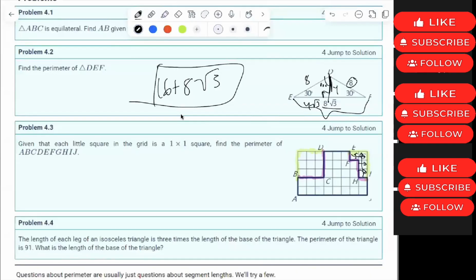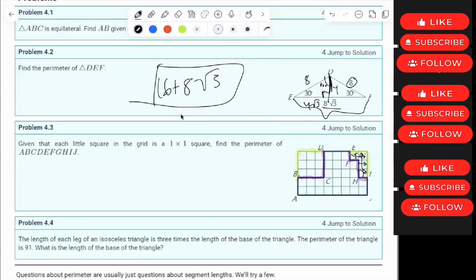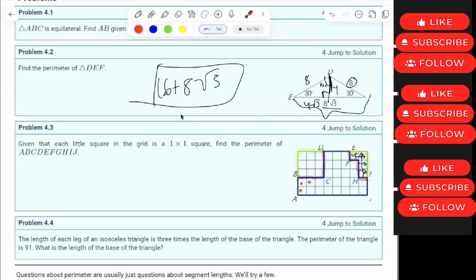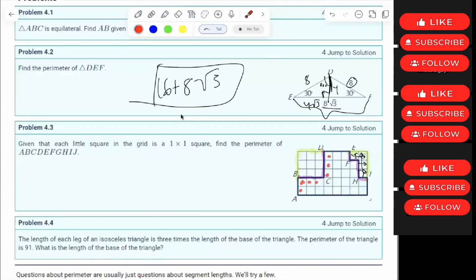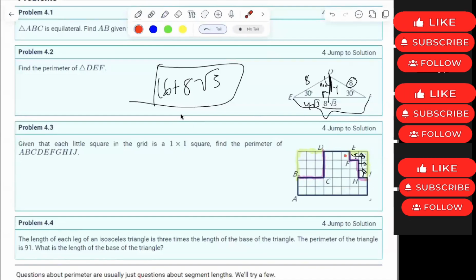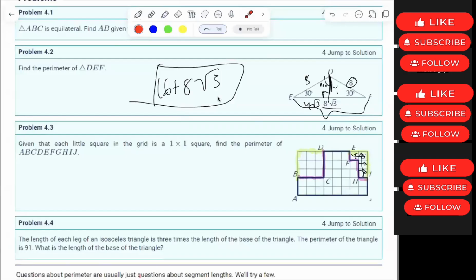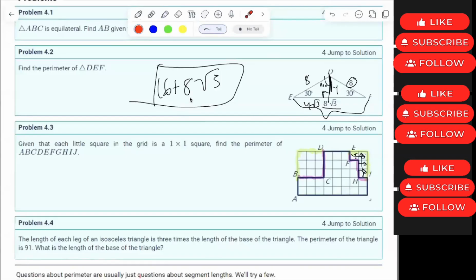It's so much easier to count than counting it one by one. For example, if I just count it one by one, 1, 2, 3, 4, 5, 6, 7, 8, 9, 10, 11, 12, I'm about to mess up somewhere, right? I might be over counting or under counting.